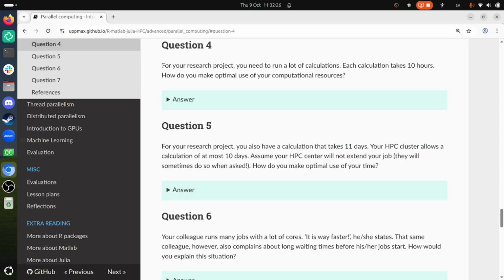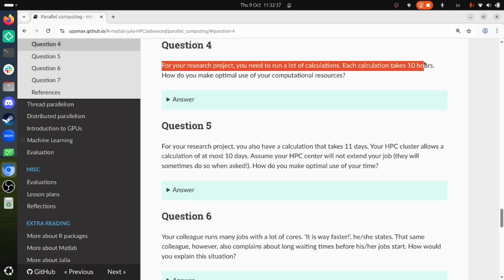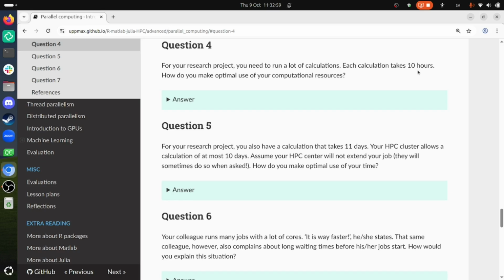And here we go more into it, to see if you understand what we have just discussed. Question 4. For your research project you need a lot of calculations. Each calculation takes 10 hours. How do you make optimal use of your computational resources? So imagine you have an HPC cluster. On some HPC clusters, it's 10,000 core hours a month. So that means you can do 1,000 calculations each month without problems. How do you make optimal use of them?